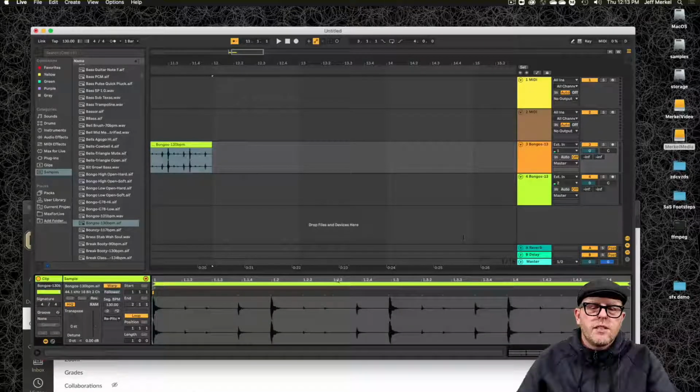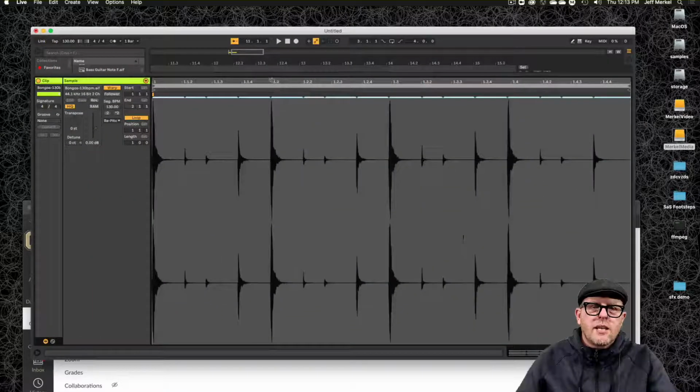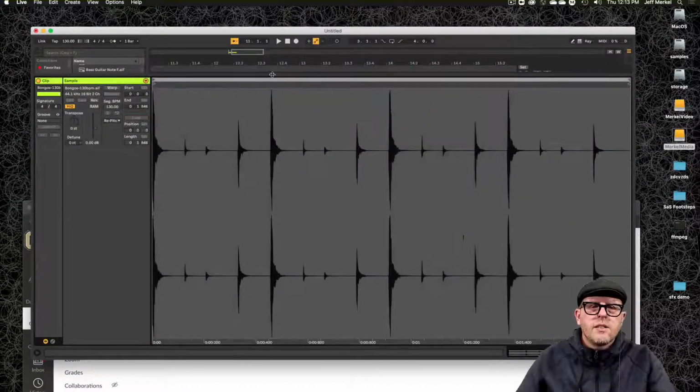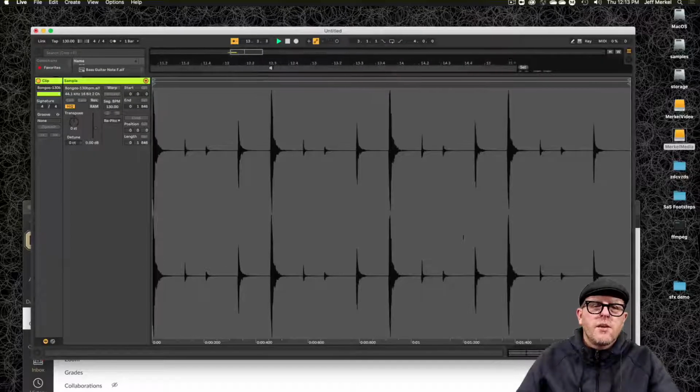Where's my stretcher? No. There we go. Let's make this big. Enough warp. And, oops, no, I don't want to play. Let's just zoom in on this thing.